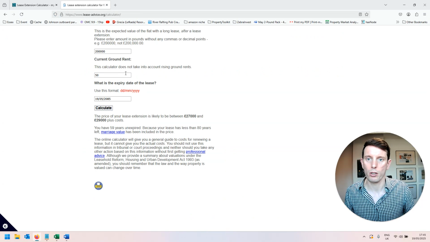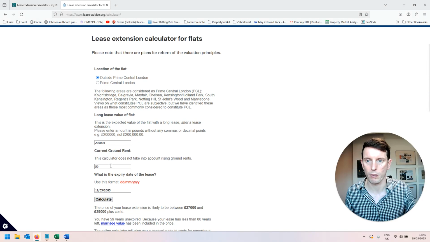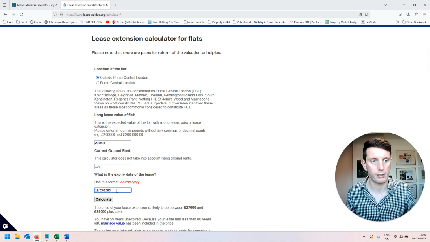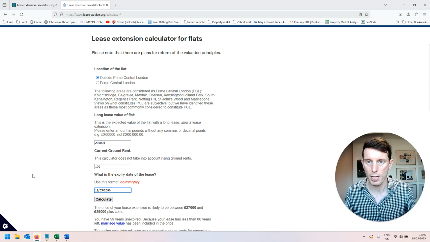But there's also another website calculator on the Leasehold Advisory Service website. And here again, you can do the same thing. You can put in your lease extension value, how long the ground rent is, how much the ground rent is, so I said £100, and then when the lease may expire. So in this case it would be the 19th of May 2090, which would get us up to about 70 years.